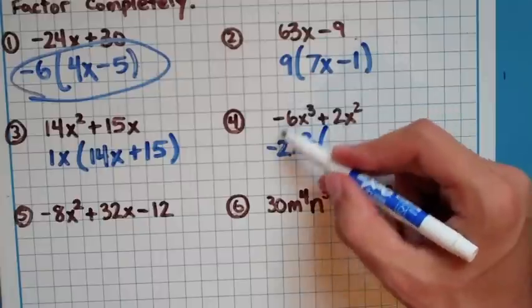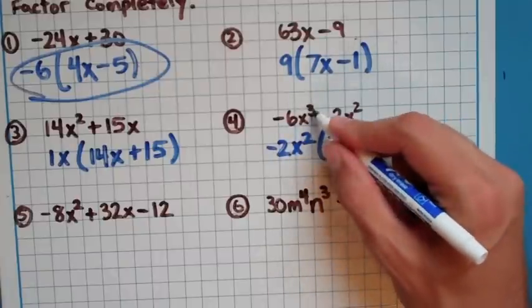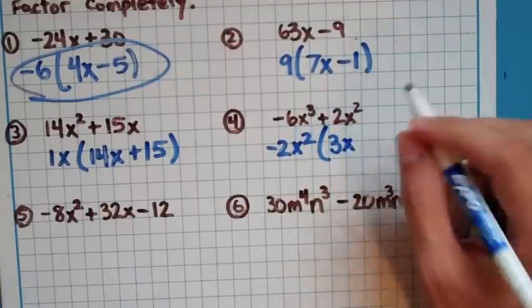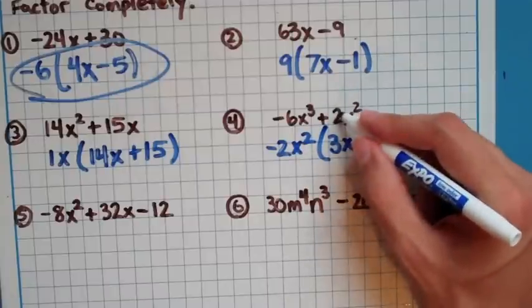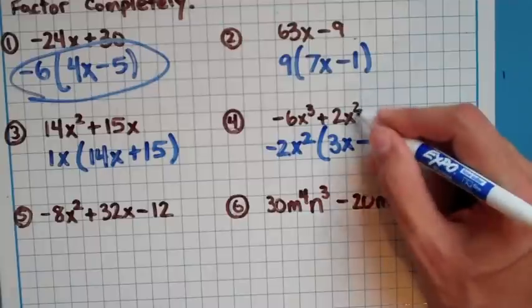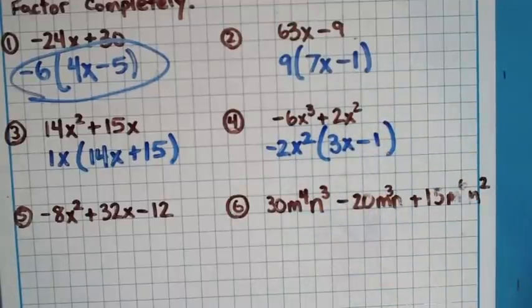Then, to see what I'm left over with, negative 6 divided by negative 2 is 3. X to the third divided by x squared is just x. There's 1x left over. And on the second part, 2 divided by negative 2 is negative 1. I took out both my x's. That problem is done.